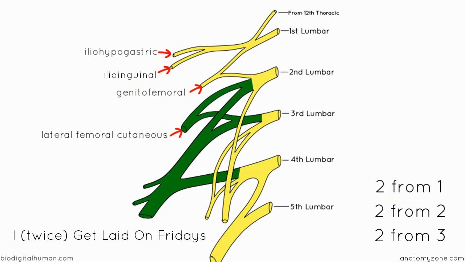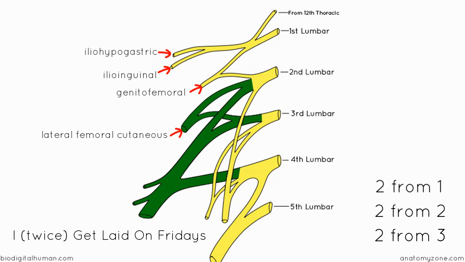So we're combining all our mnemonics together here and our little bits of knowledge of the lumbar plexus to work out the organisation of the branches and origins of the nerves that come from the lumbar plexus. So the first bit of knowledge is that the lumbar plexus is formed from the anterior rami of L1 to L4. Our second bit of knowledge is the mnemonic. So I twice get laid on Fridays. So this gives us the order of the nerves, the 6 branches that come from the lumbar plexus. And our third bit of knowledge is the mnemonic 2 from 1, 2 from 2, 2 from 3.